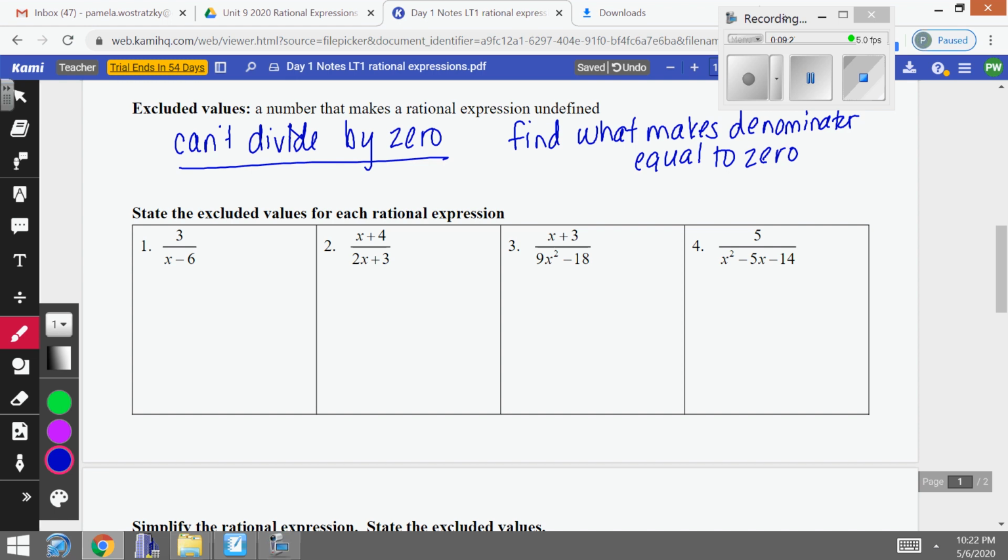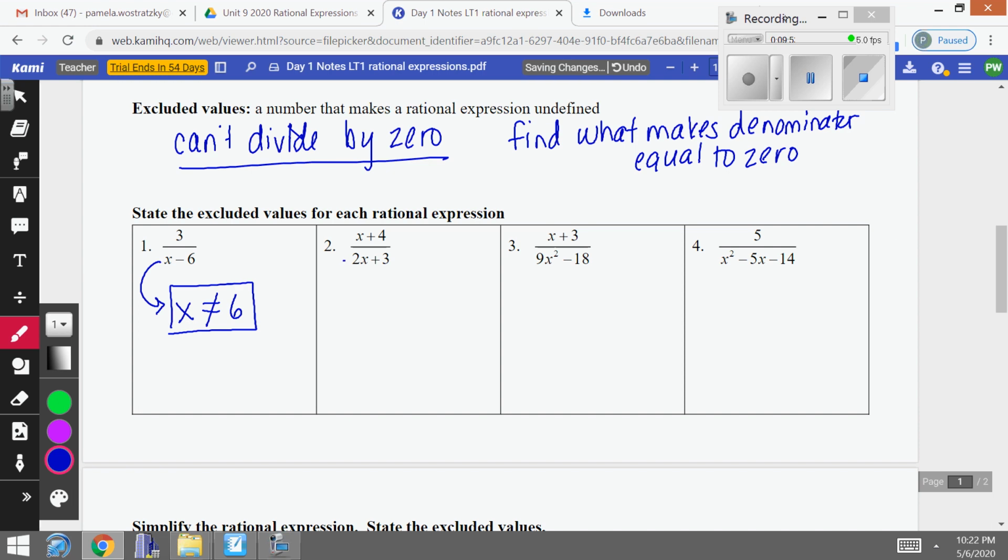So we want to know what would make that denominator equal to 0. What values for x would make that 0? That's an excluded value. So I'm going to say x cannot equal this number, because if x were equal to this value, that denominator would be 0. This one I hope you can look at and go, well, I know 6 minus 6 is 0, so x cannot equal 6. That's our excluded value.